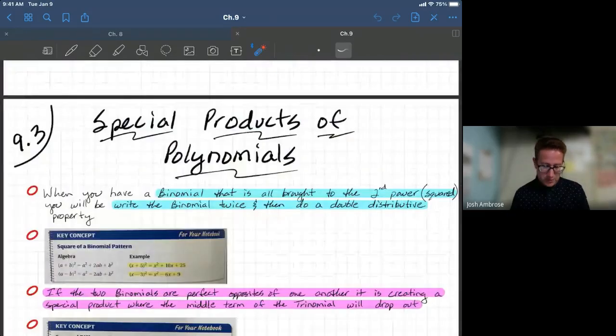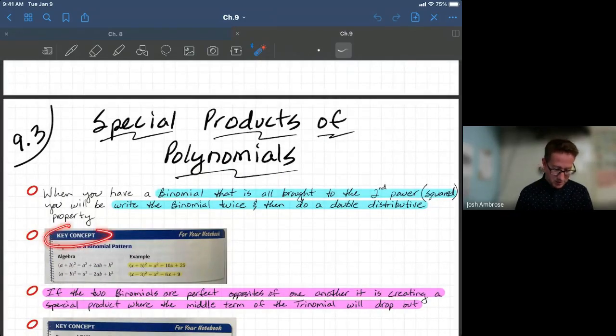Okay. So when you guys see notes that are highlighted, that means those are very important. When you see a key concept chart like this right here, that means that is important. But then in the chart, if you see stuff that's highlighted, that means you really need to copy that down. Okay? So special products, we're going to be working with binomials. We're going to square those binomials.